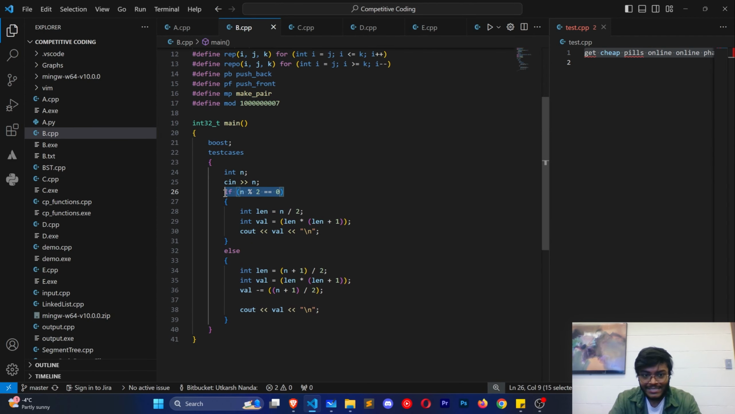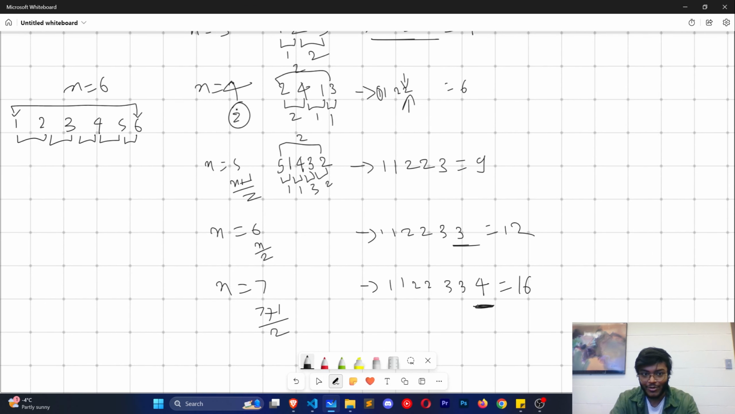So if n is even, find the length, which is n divided by 2. For, let's say, 6, n divided by 2 is 3, and then you can see it is 1 plus 2 plus 3 plus 1 plus 2 plus 3, 2 times, right? So this is n into n plus 1 divided by 2, and this is 2 times, so we can just remove the 2, right?